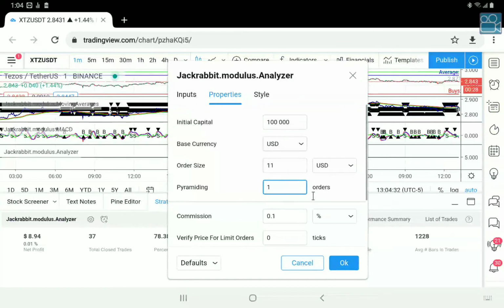Second, your commission. I use Binance America, so my maker and taker fees are the same. But if you use an exchange that has a maker fee of 0.1% and a taker fee of 0.4%, then you'll want to take the average of 0.25%. That is important. Take the time to set this up properly.